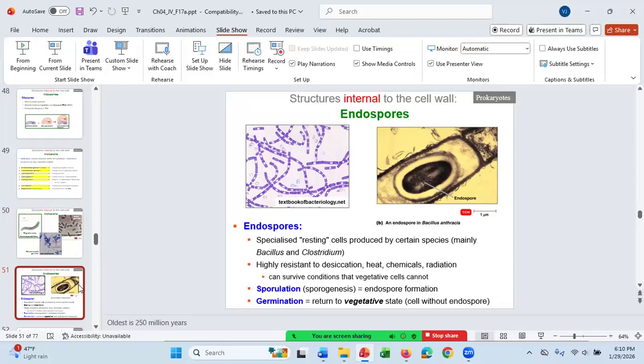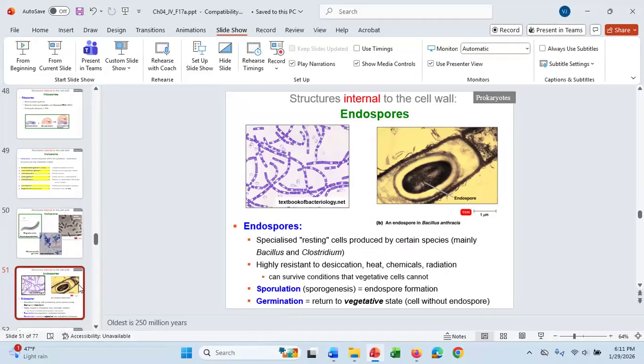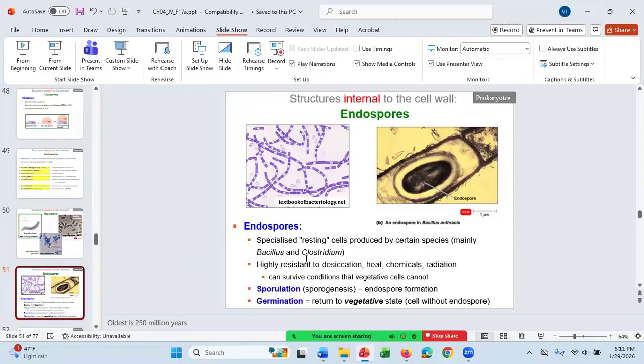If not, let's move on and talk about endospores. Endospores are a specialized resting cell produced by certain species, mainly members of the families Bacillus and Clostridium. I think there's two other families, but both of the other families only have one species in the family. But Bacillus and Clostridium have many species in the two families. So the endospore is a resting cell that can survive harsh environmental conditions that will kill the parent or vegetative cell.